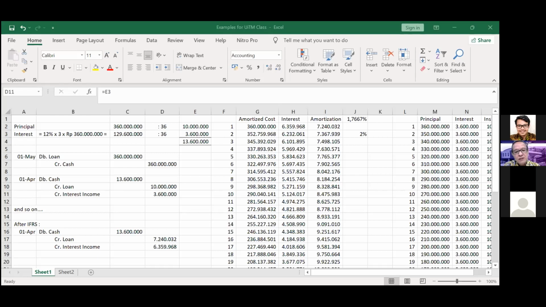Then we have to calculate the expected credit loss. 1 out of 200, that is 0.5%, isn't it? 0.5% times this, we get this. Then because this will happen 1 year after now, we have to present value it. So we get the number of 233,000 rupiah.